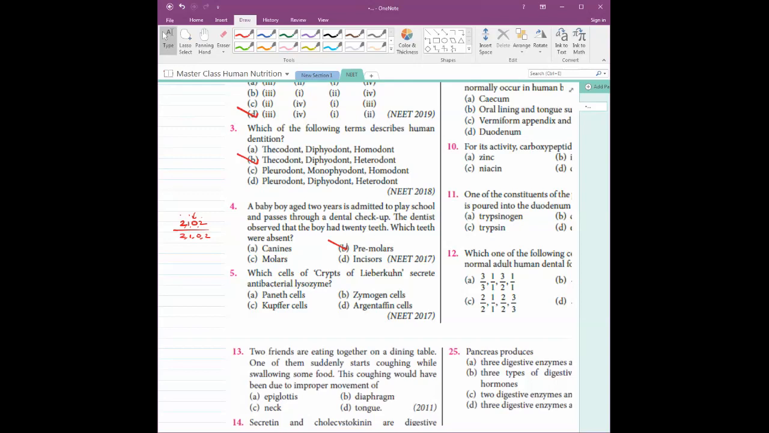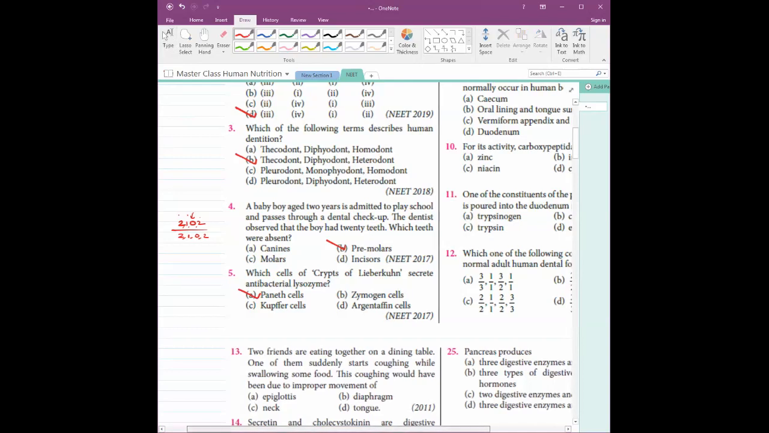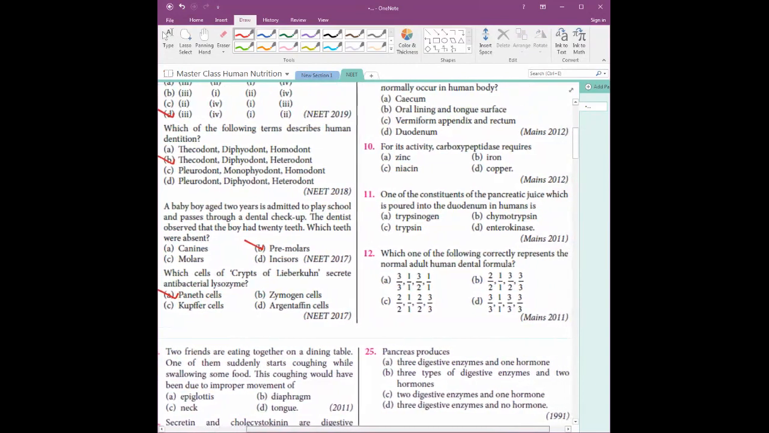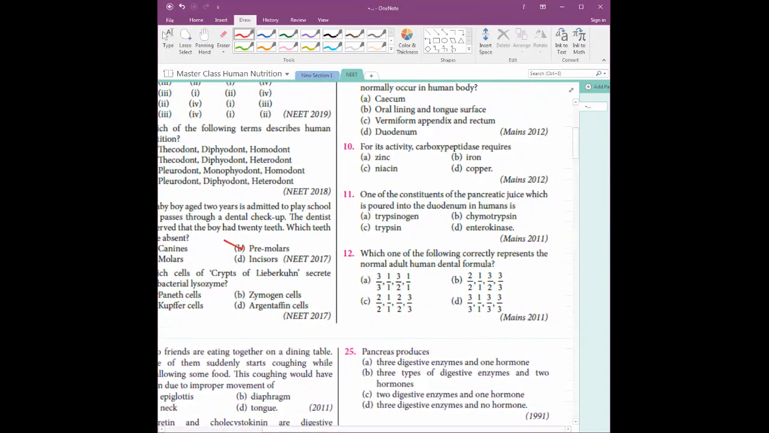So guys, which cells of the crypts of Lieberkühn secrete it? Everybody is giving me the right answer. Yes, it is going to be the Paneth cells. And this antibacterial lysozyme, what is this going to break down, guys? This is going to break down the cell walls. It helps in digestion.